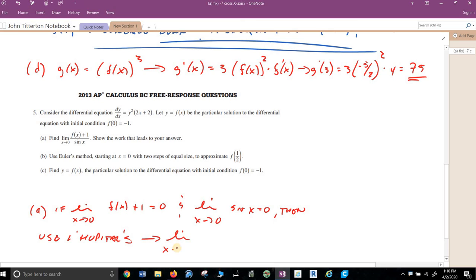So we get the limit as x approaches 0, and I would actually write this out a little more clearly. I don't quite have the space. I would say d/dx of the top and d/dx of the bottom. f prime of x and cosine of x. And we know f prime of 0 is negative 1, and cosine of 0 is 1. So we get... oh, no, that's f of 0, my bad. Figure that out.